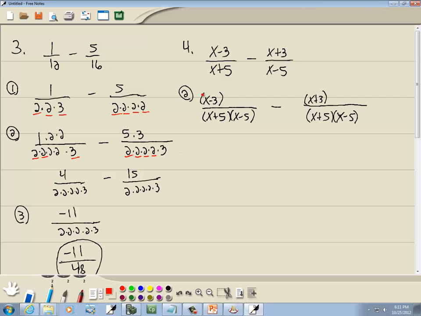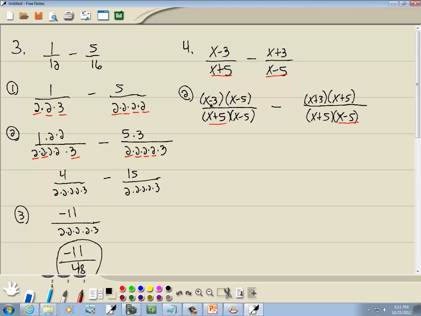Now looking at our first fraction, it had an x plus 5, the x plus 5 is still there. The new item down below is the x minus 5. So we have to put it up on top also. So whatever is down here has to go up here. Looking at our second fraction, we had an x minus 5, that's still there. The new item down in the denominator is the x plus 5. So we have to put an x plus 5 up here.